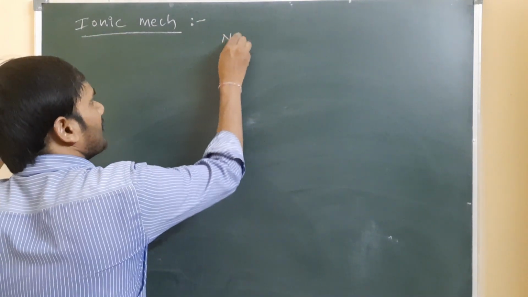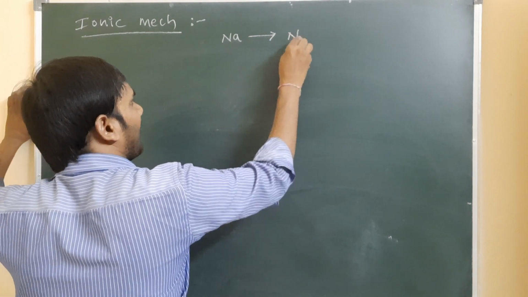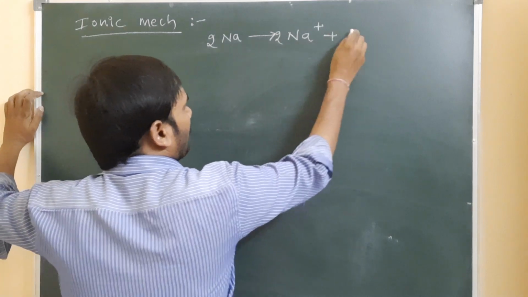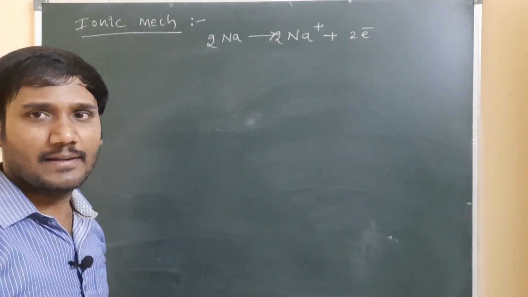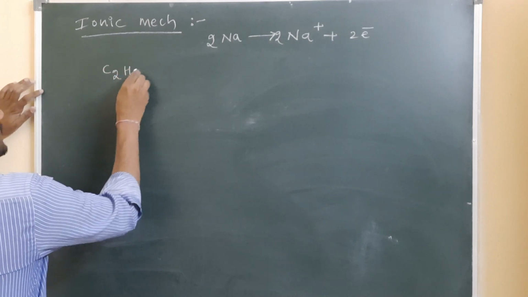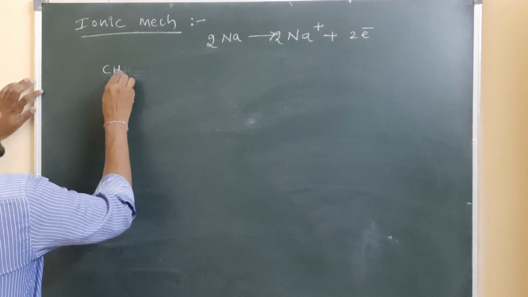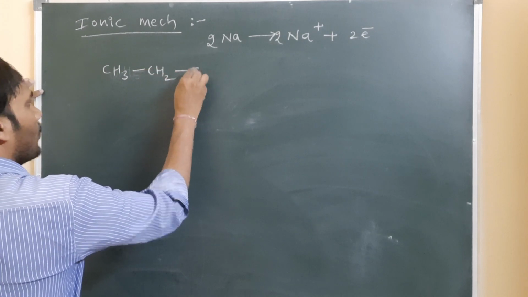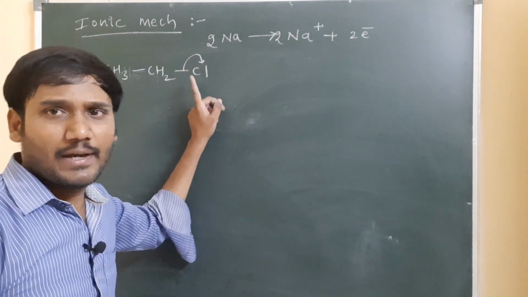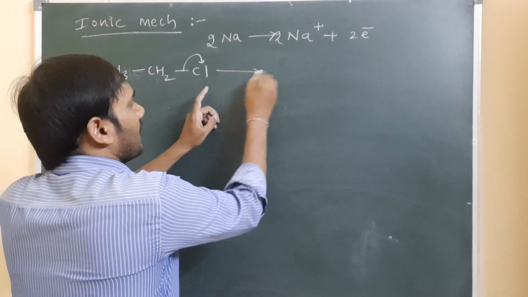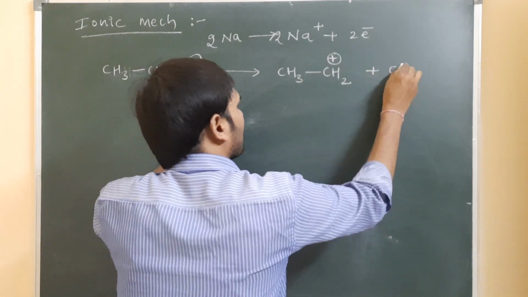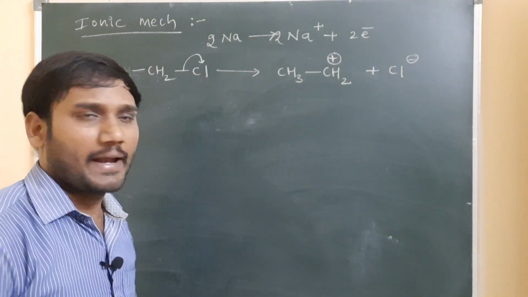Same process: sodium loses 1 electron and converts into sodium plus. Generally 2 atoms of sodium are taken, so 2 electrons are released. Now I am taking ethyl chloride, C2H5Cl, otherwise you can write it as CH3CH2Cl. Now it is the ionic mechanism. Compared to carbon, chlorine is more electronegative. Due to that, chlorine takes the electron towards itself and it is converted to CH3CH2 plus and Cl minus.